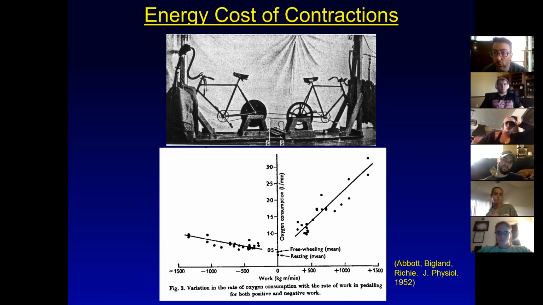What they learned from all of this is that the energy cost of eccentric contractions is way less than it is of concentric contractions, okay? So at any given force level, any given weight that you're lifting, you use much, much less energy to do that going down than you do going up, all right?